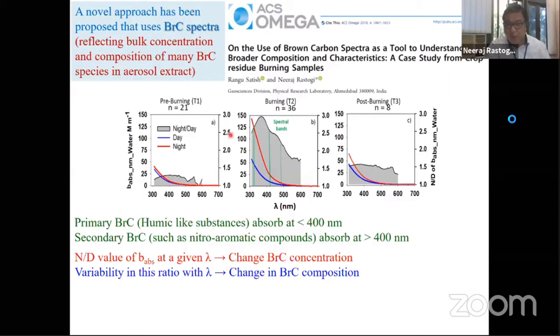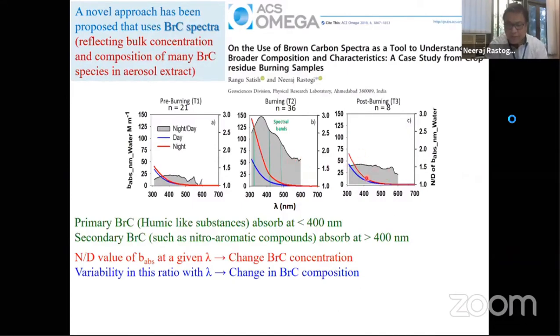But if you come to the burning period, you see there is a big range, and this ratio was varying a lot as a function of wavelength. So variability in the ratio with lambda. When you are changing lambda, you are talking about different species now, so it tells the change in BRC composition. What you can infer from here is that during biomass burning you have a wide variety of BRC species which are highly absorbing in this wavelength region, and then you have a hump here also, and then fewer components which are absorbing in this particular range.